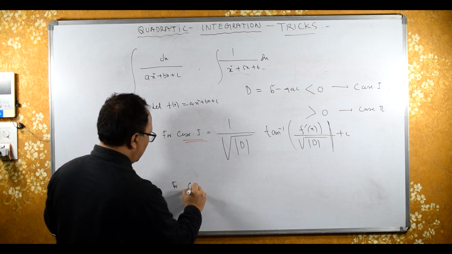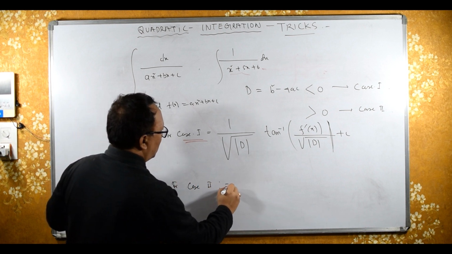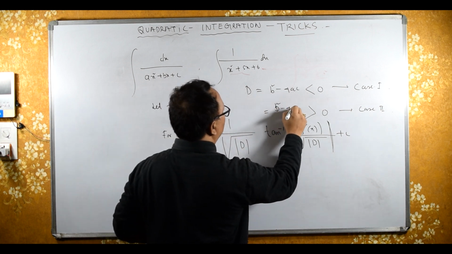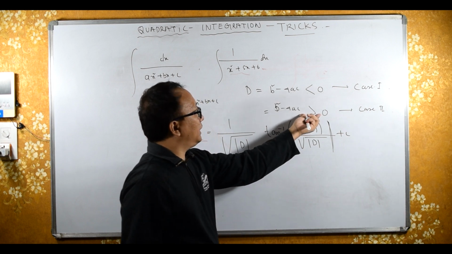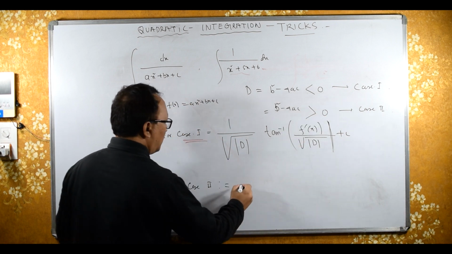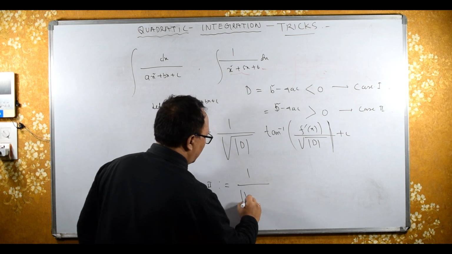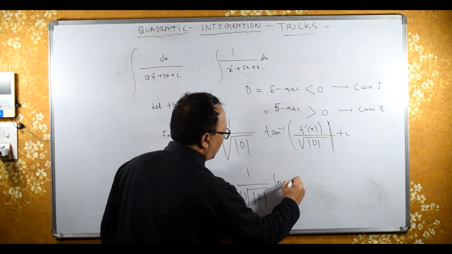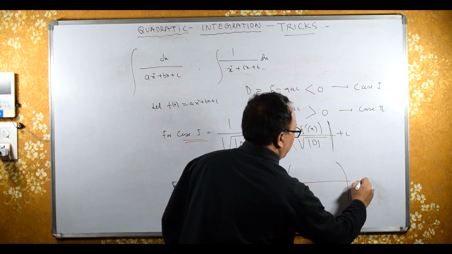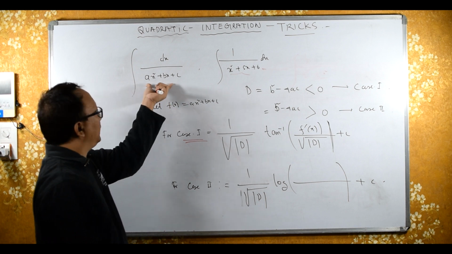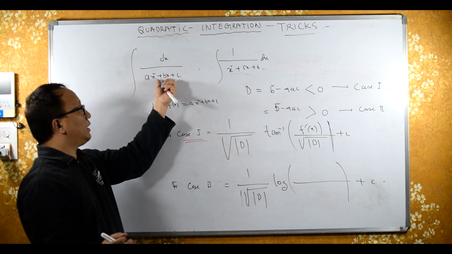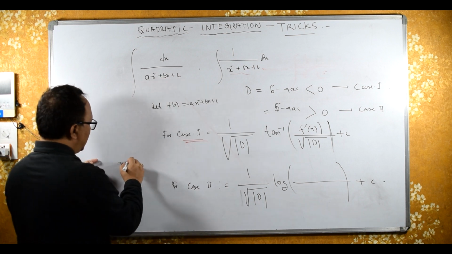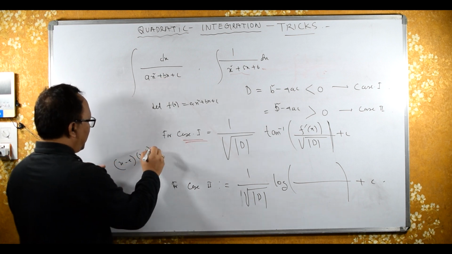Now for case 2, if the discriminant, b square minus 4ac, is greater than 0, then what we have to do is 1 upon square root of discriminant D into log of something. Now you split the quadratic into two linear factors, for example x minus a into x minus b.